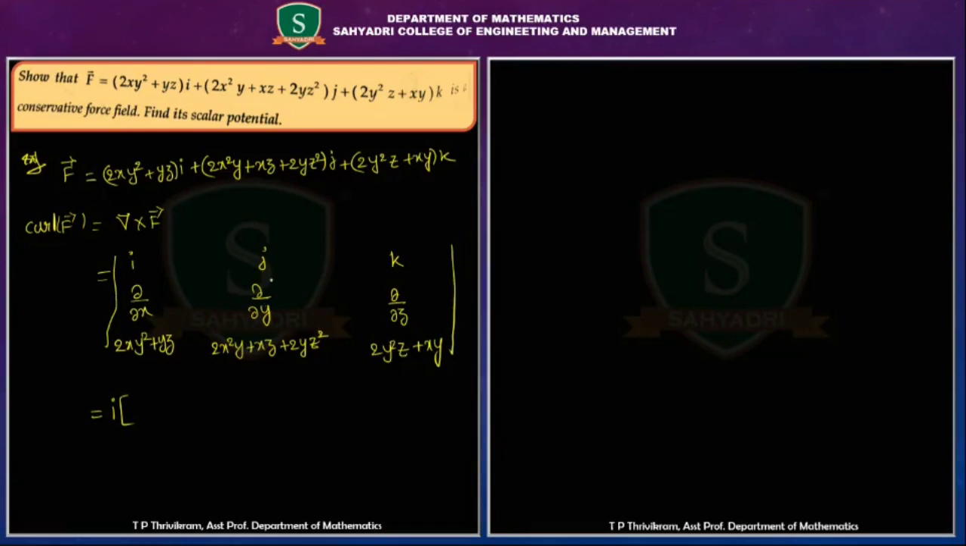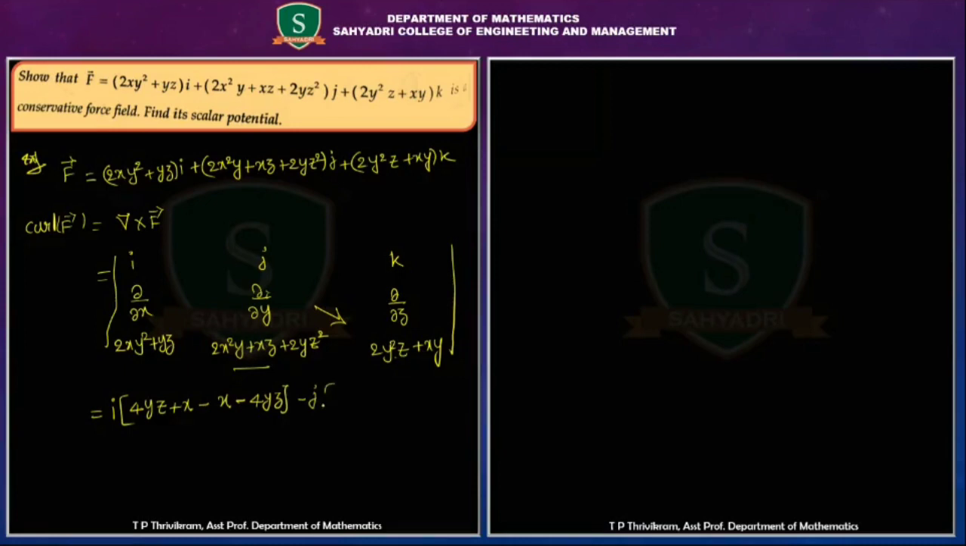Okay. So i into dou by dou y of this you have to write. Dou by dou y of this will be how much? Dou by dou y of 2y square z plus xy is 4yz plus x. Minus dou by dou z of this function, which is x. So dou by dou z of this is minus x minus 4yz. Correct.